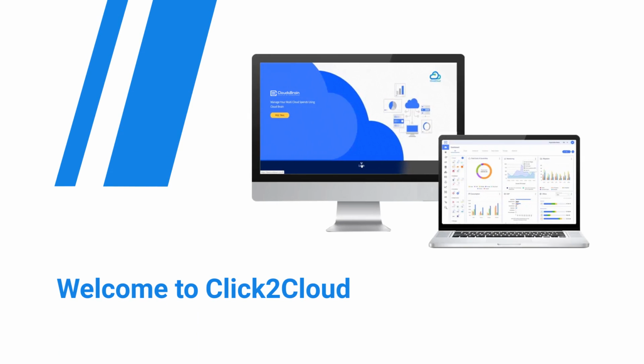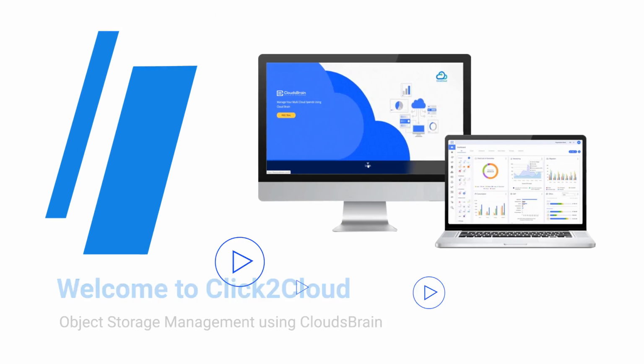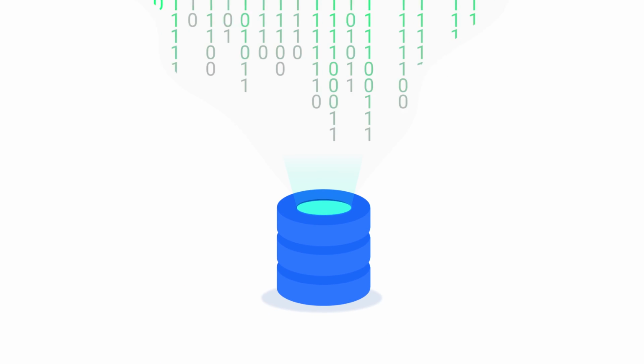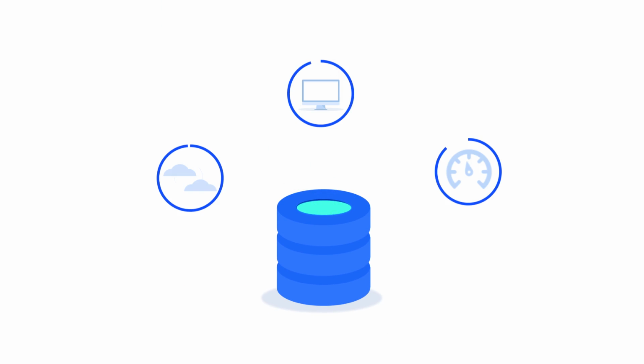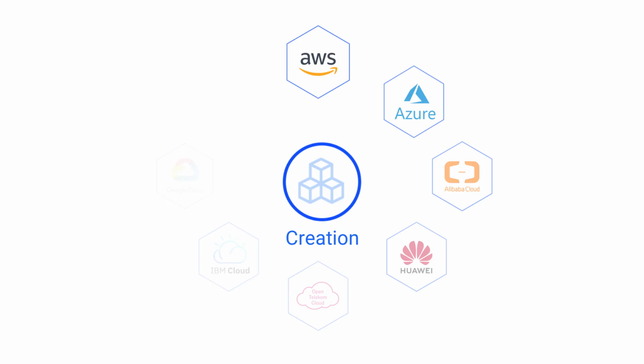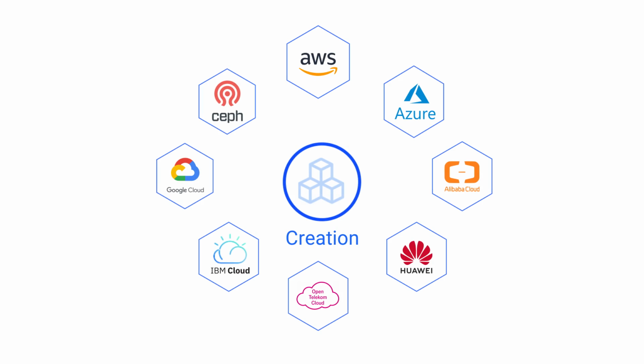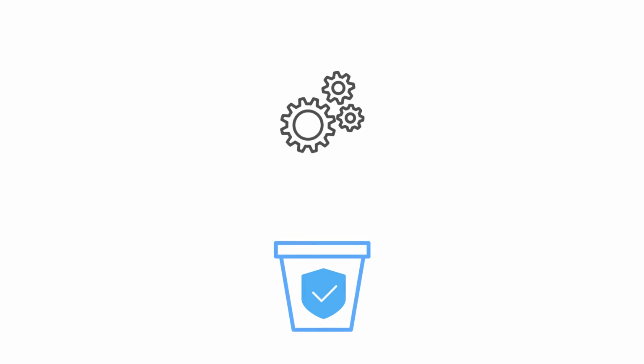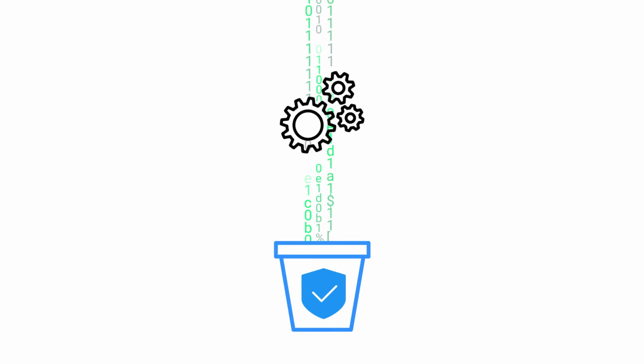Today in this video, I am going to demonstrate object storage management using CloudsBrain. Object storage helps to store a large amount of unstructured data in a highly scalable distinct unit. CloudsBrain Object Storage provides seamless migration, monitoring, management, and smart bucket creation for various providers like AWS, Azure, Alibaba, Huawei, OTC, IBM, GCP, Ceph. Smart Bucket is a CloudsBrain secured storage container that stores and encrypts data.